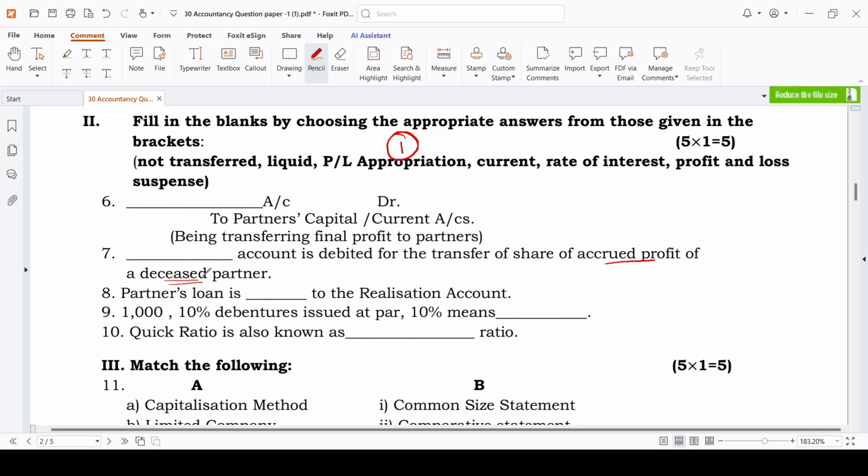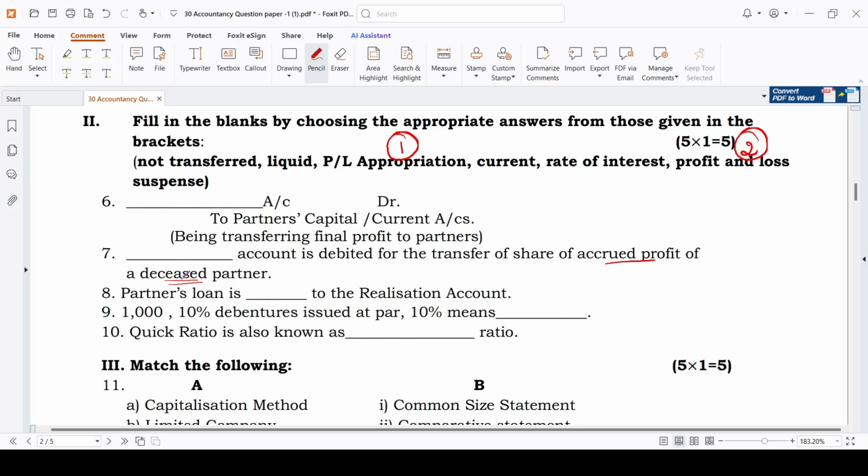So which account will be debited? Profit and loss suspense account. Death, you recall, we used to write it as by profit and loss suspense account, right? So it is death. Keep it in your mind. Deceased is nothing but died. In death only we will prepare profit and loss suspense account.